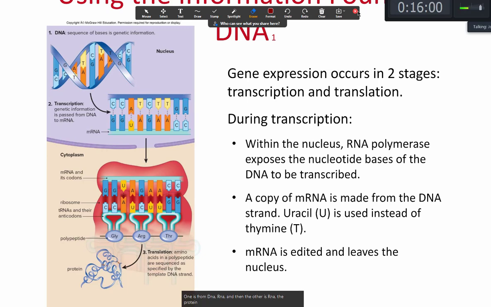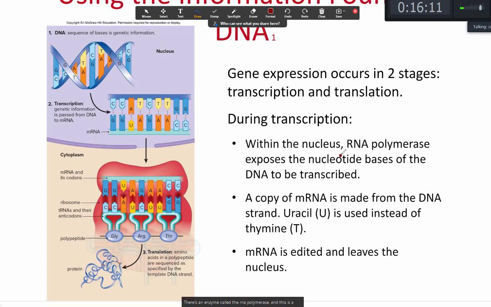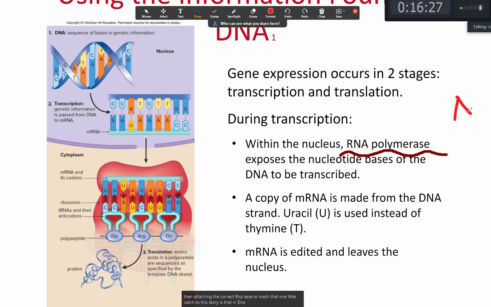So let's take a little closer look at what happens. So the first part of transcription is that within the nucleus, there's an enzyme called RNA polymerase. And this is a well-studied, well-documented enzyme, polymerase, which will take the bases, begin reading the DNA, and then attach the correct RNA base to match that. One little catch to this story is that in DNA, we have A pairs to T, and G pairs to C. But in RNA, the T gets replaced with uracil. So instead of T, we have U.